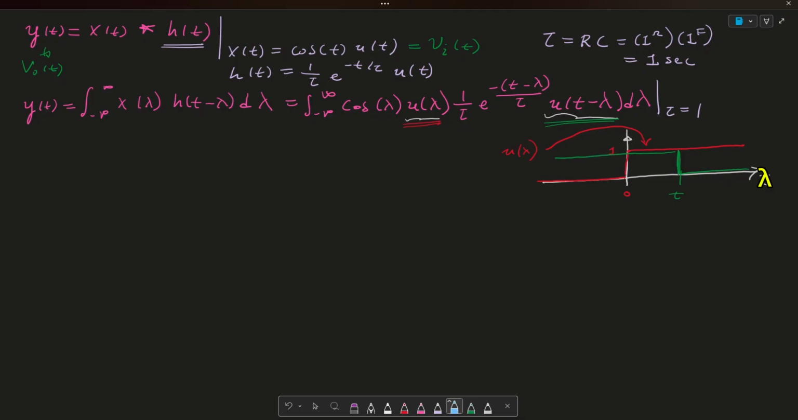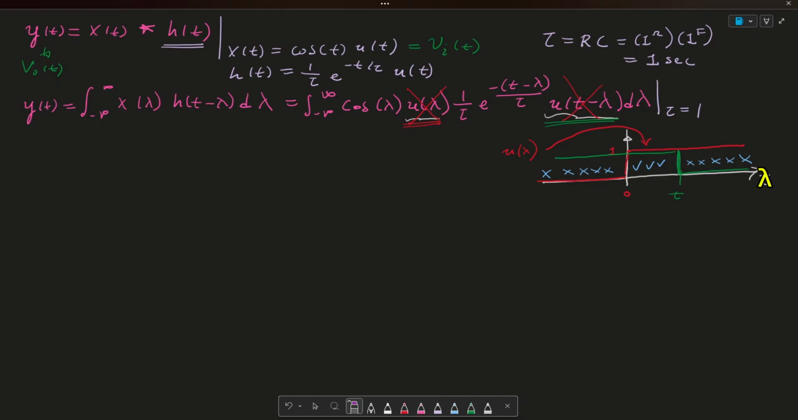What we're going to notice is that this function and this function are being multiplied by one another. As a result, 0 here times 1 here is 0, so we don't care about what happens in this region. Same as this region here, because it's 0 times 1, which is just 0. So we only care about this region, 1 times 1. So now as a result, this u of lambda and this u of t minus lambda go away.